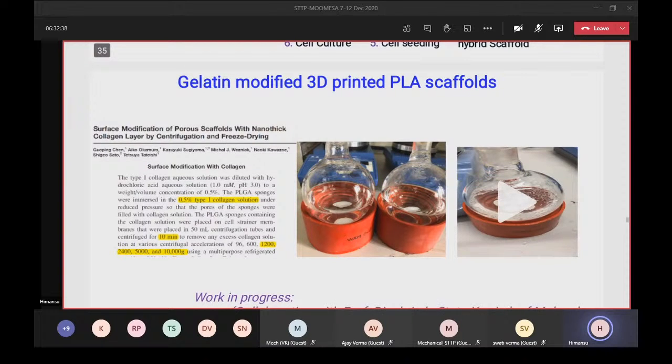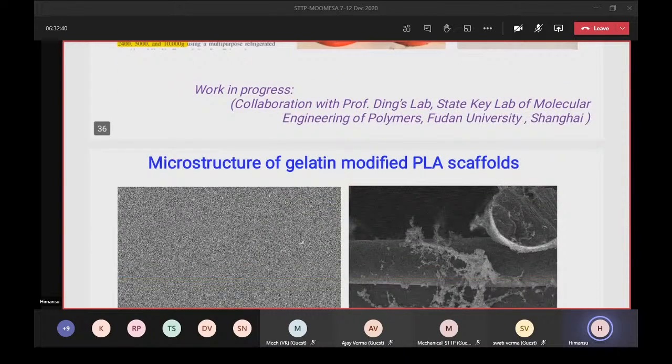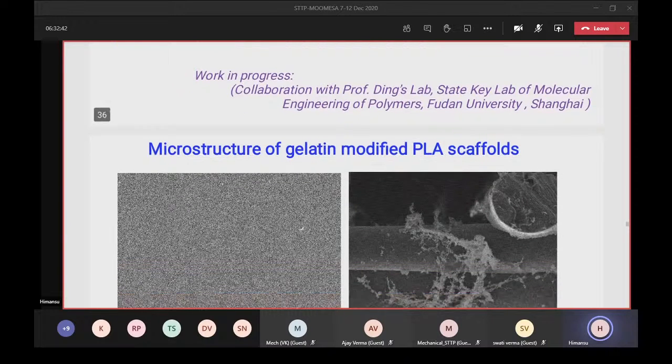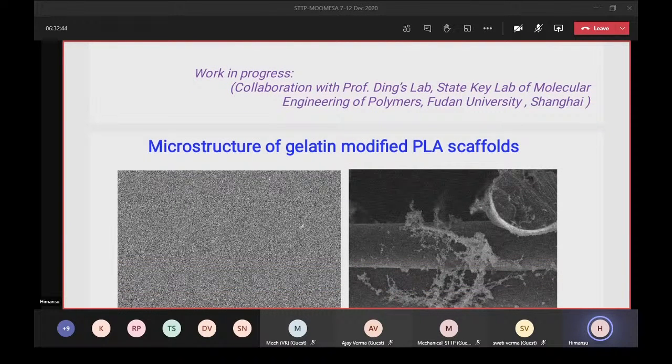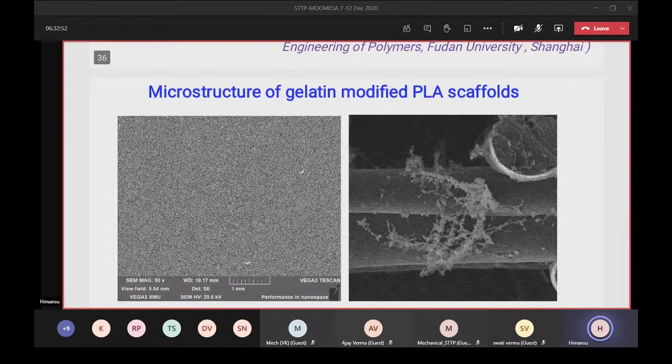This is very important, and this work is in progress. It is a collaboration with Professor Ding in the State Key Laboratory of Molecular Engineering of Polymers at Fudan University in Shanghai. It's a very big team actually. So we proposed this hypothesis, and we got funding from the China National Science Foundation.